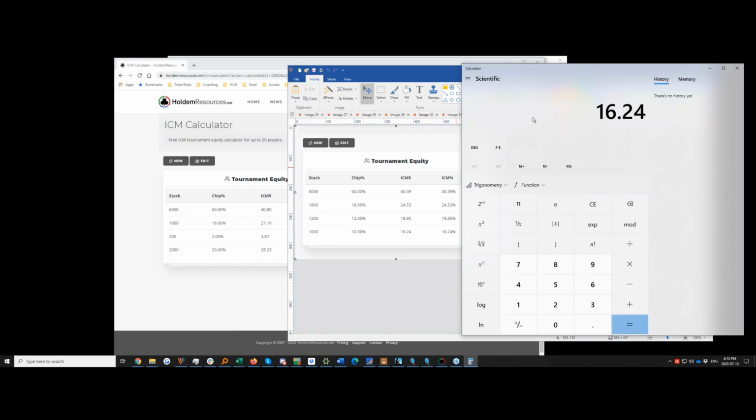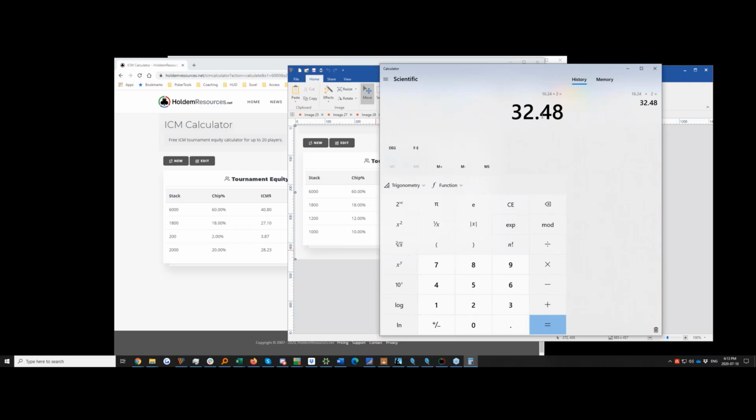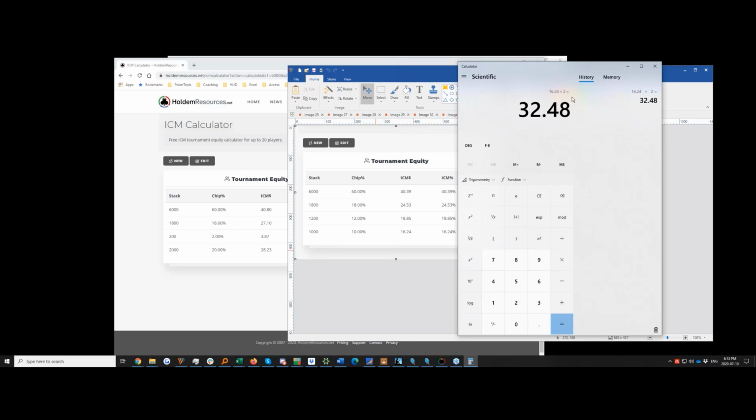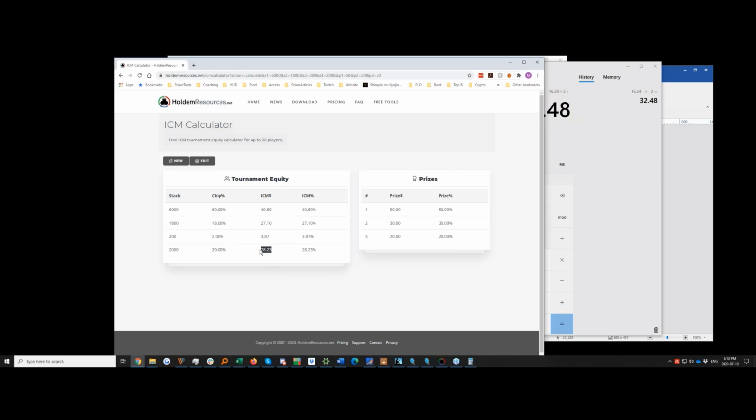So 16.24 times 2. Okay, he's doubling his stack, but he's not doubling his chip value, right? The chip value now, if he had doubled, would be 32.48, but he's only getting a new stack value of 28.23 chips, which means he is not doubling, even though he's doubling his stack. And he's the shorter stack, so he's not doubling his equity in the prize pool.